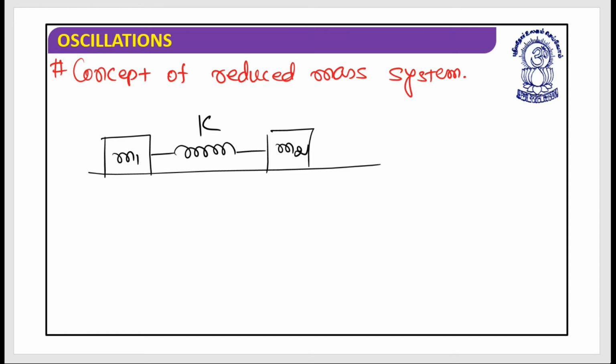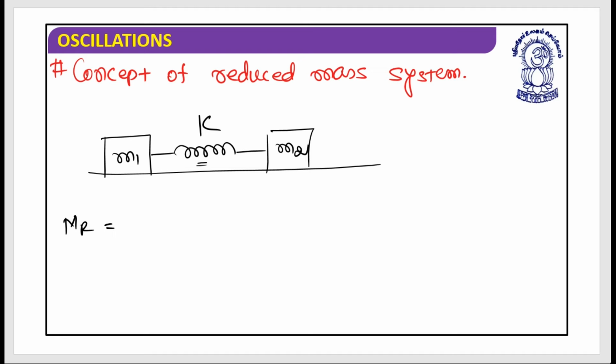If I want to find out the time period of this SHM, as you are aware, when there is more than one spring we can deal with it very easily. We look at whether they are connected in series or in parallel, and try to find the equivalent. But here two masses are given. When this kind of situation is given, we use the concept of reduced mass.